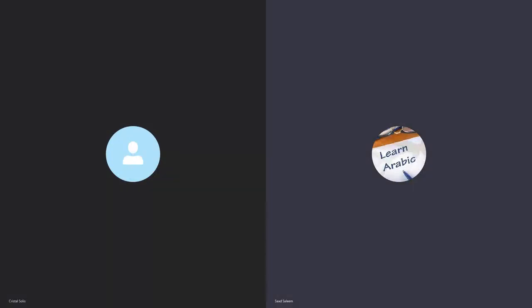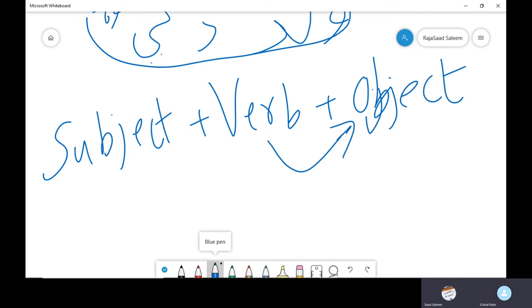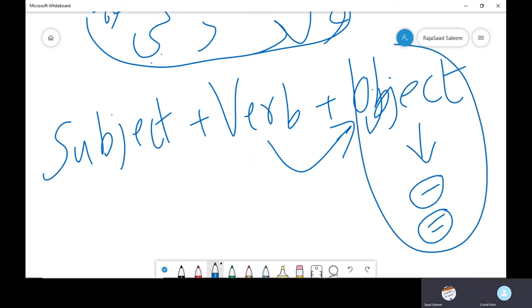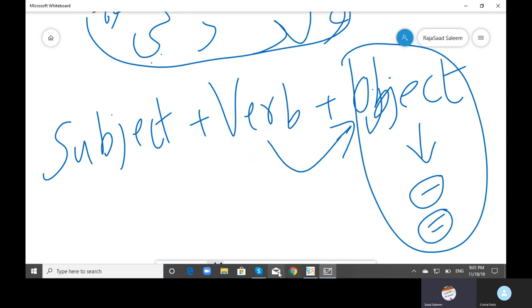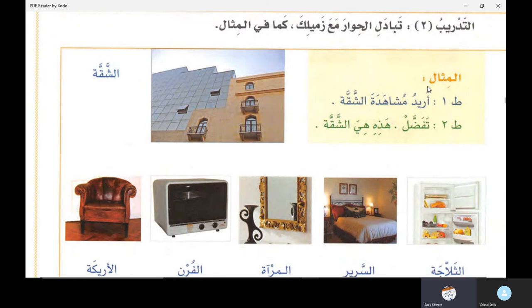Subject plus verb plus object. The object is the word on which the action of the verb is done. In Arabic, the object must have fatha, either one fatha or two fatha. In Arabic, the object of the sentence must have fatha. The action of "I want" is done on mushahida, so mushahida has fatha.